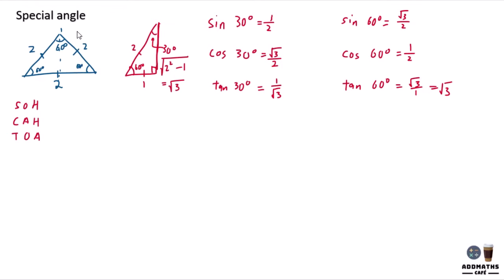So at the end of the result, when they talk about sine 30, without calculator, you already know it's 1 over 2. And if cos 60, it will be 1 over 2.